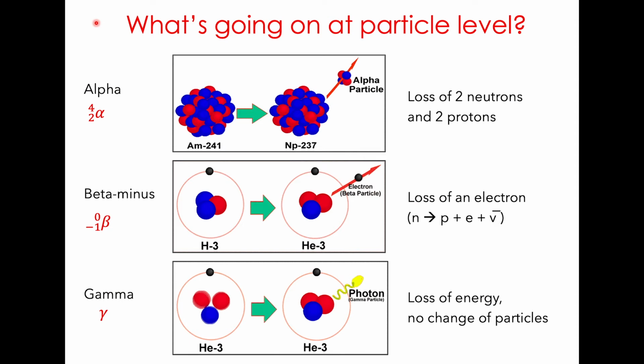It's really important that the students have an understanding of what's going on in the nucleus. This will help them to remember the properties of alpha, beta and gamma. Some nuclei have too many protons to be stable. They emit alpha particles, 2 protons and 2 neutrons, in other words a helium nucleus.